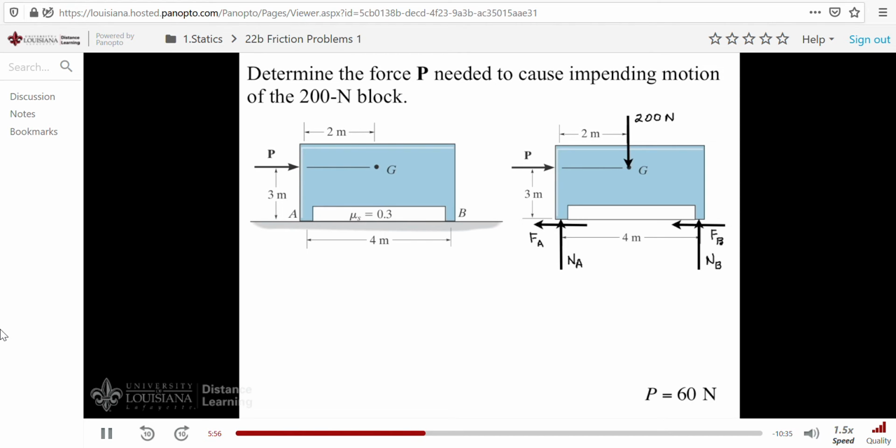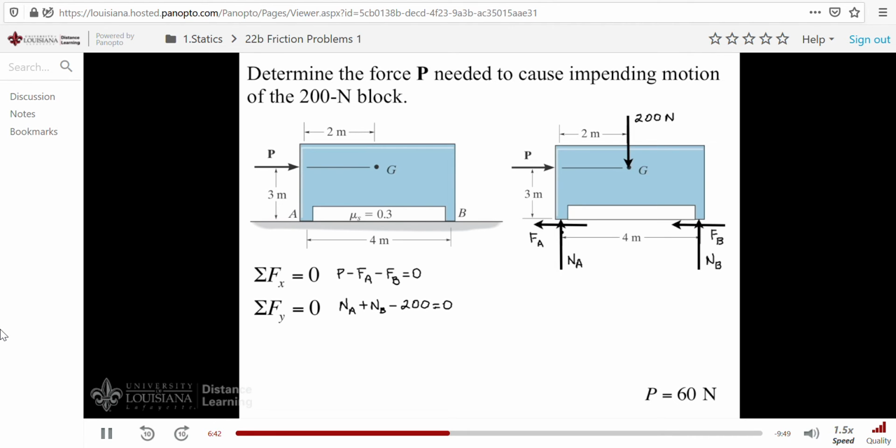This completes our free body diagram, and now we can apply our equations of equilibrium. We'll begin by summing forces in the x direction. We do that, we have P minus F sub A and minus F sub B. And all this equals 0, of course. Now we'll sum in the y direction. N sub A plus N sub B minus 200, and it all equals 0.